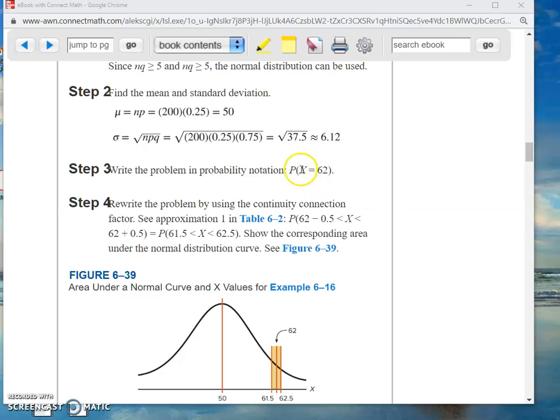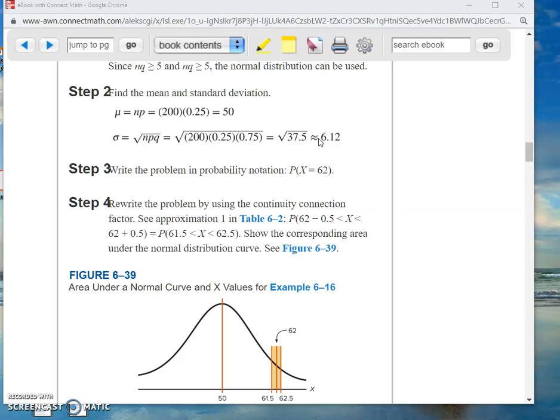So we want to know the probability that X is equal to 62, X being people that fall asleep. That's a success. It's always better to think about these in terms of successes. A success being flipping a coin and getting a tail, a success being you live, a success being you die, whatever the situation is. In this situation, success is falling asleep.